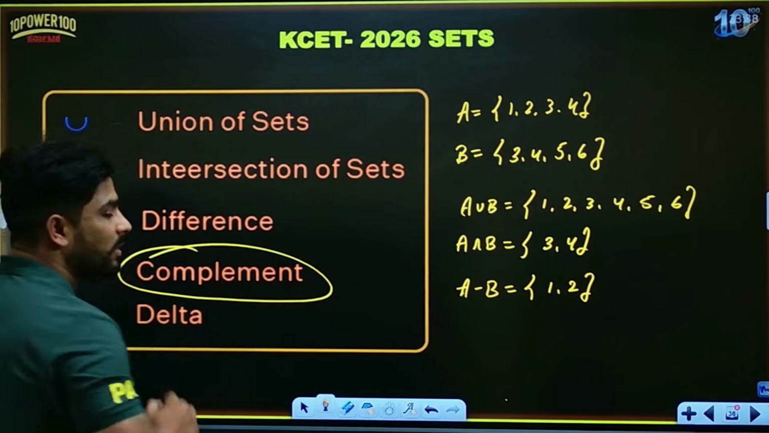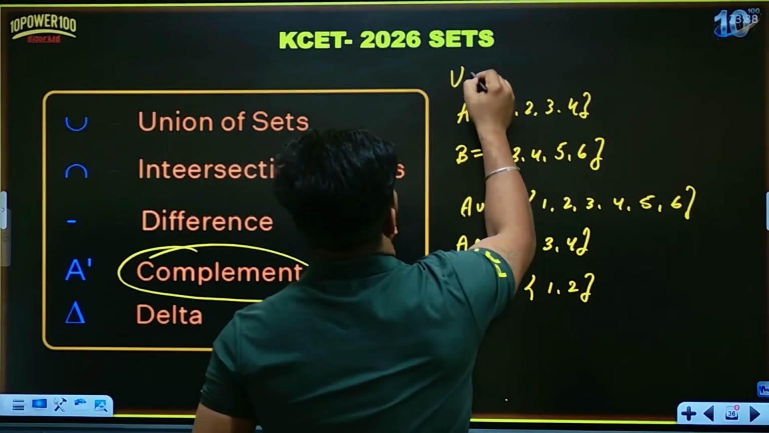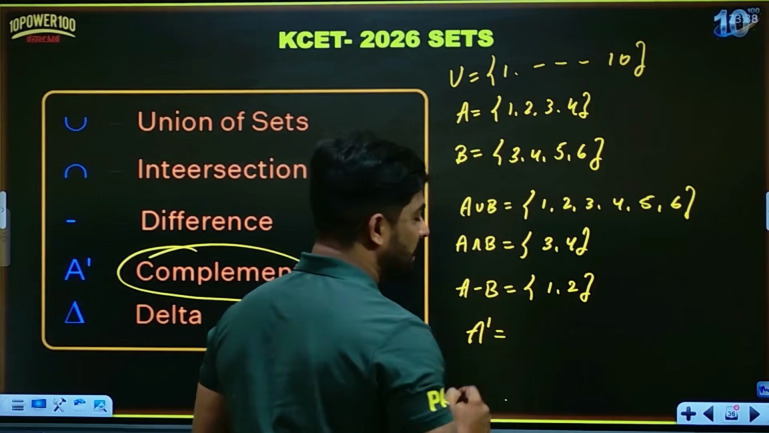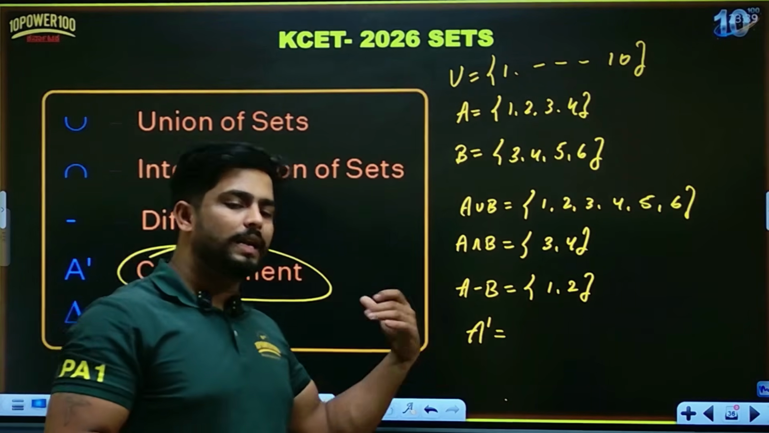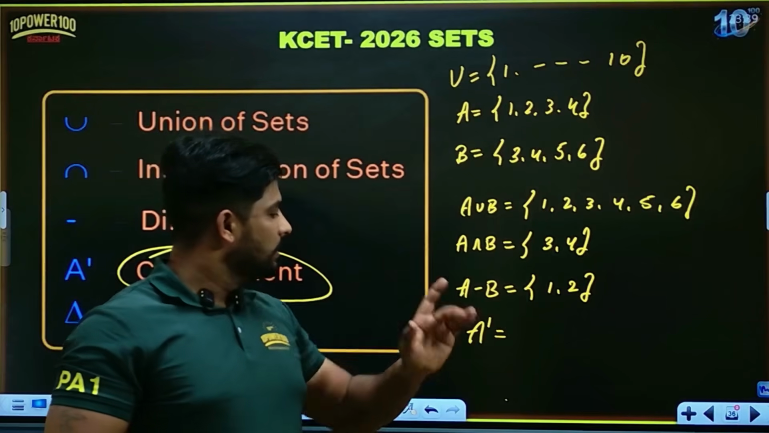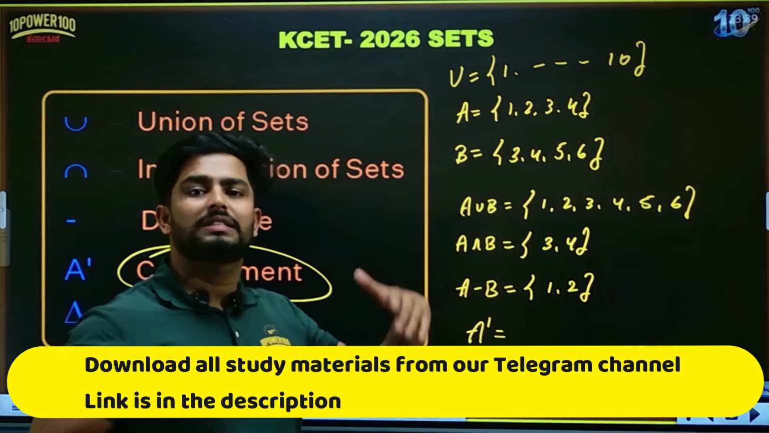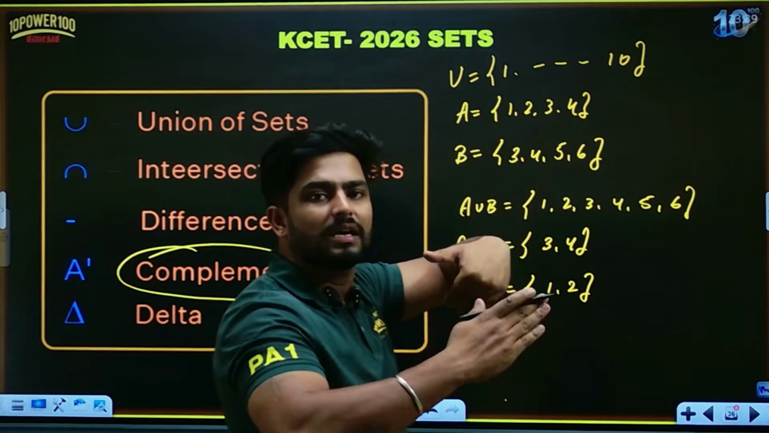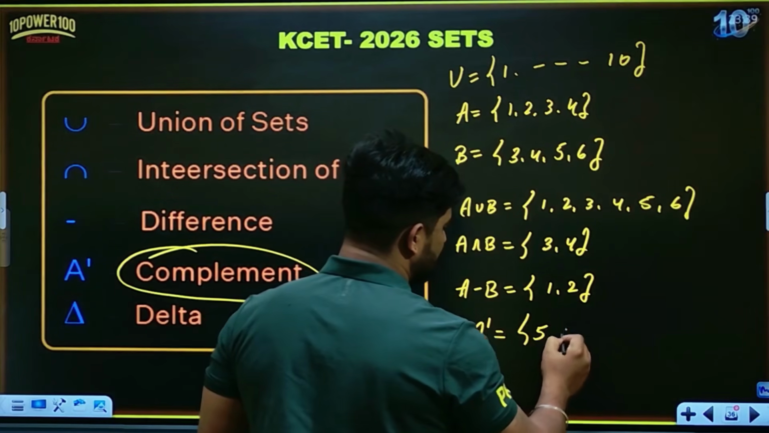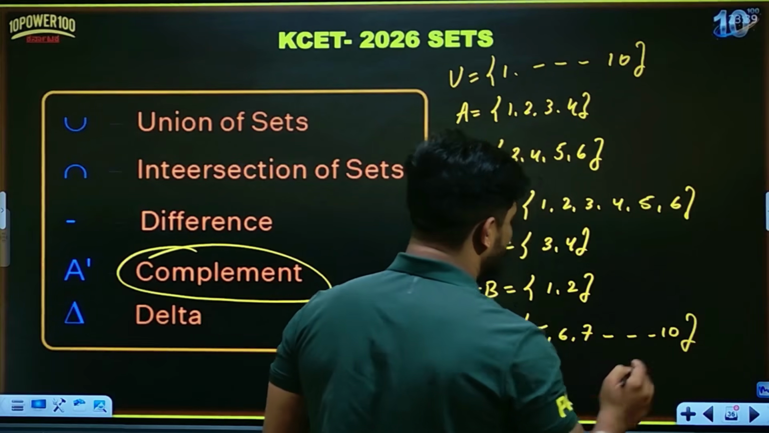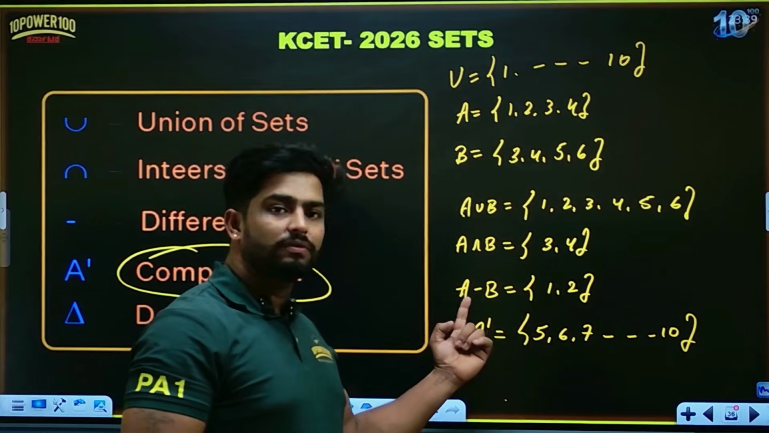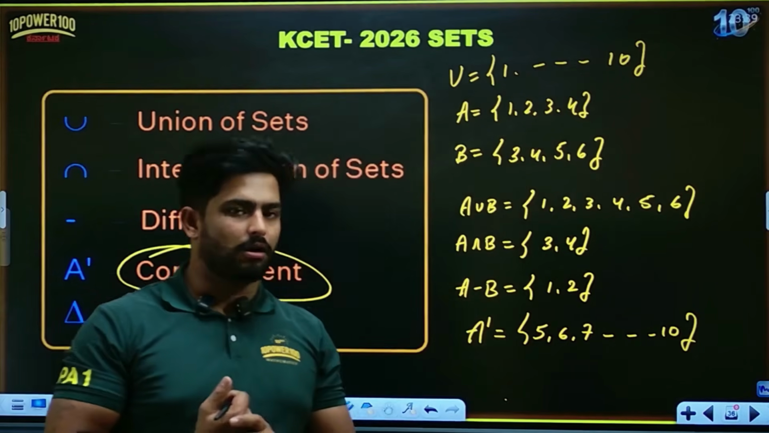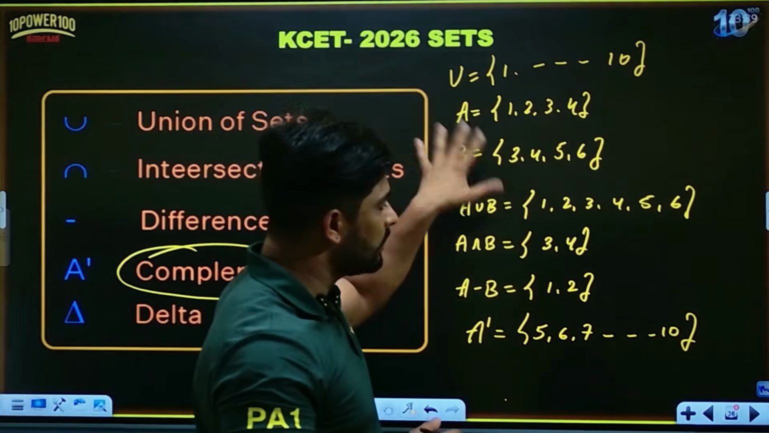Next, complement. To write the complement we need one more set, that is the universal set. Let's take the universal set as 1 up to 10. To write any complement, you compare with the universal set. So if they say A dash, leave out A and write whatever is in the universal set. A is 1 2 3 4, so leaving 1 2 3 4, writing 5 6 7 up to 10 is A dash. Now for example, if I ask you to find (A minus B) dash, remove 1 and 2 and write everything else of the universal set, you will get the complement of that particular set. So this is about the operations of sets.